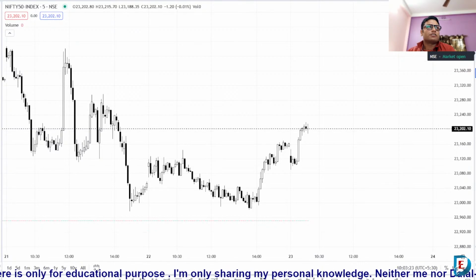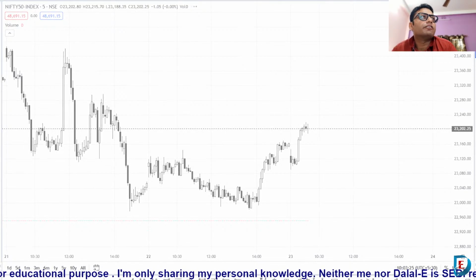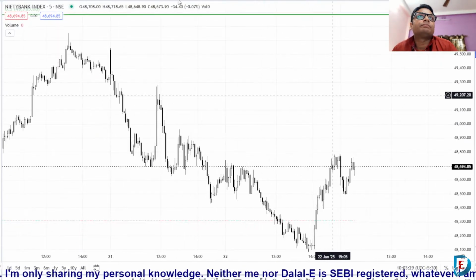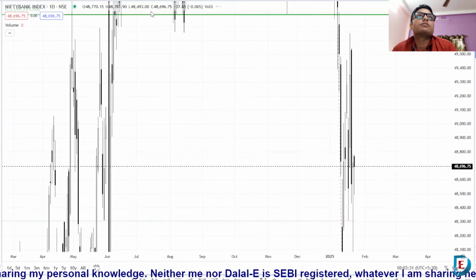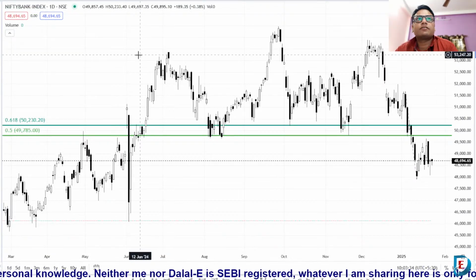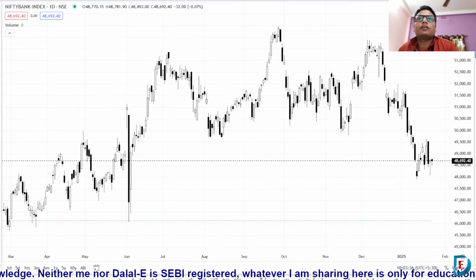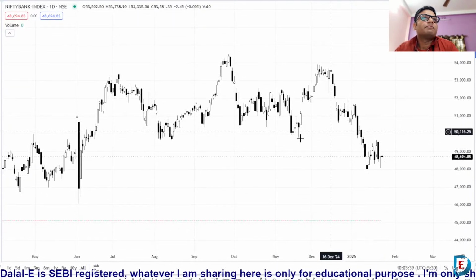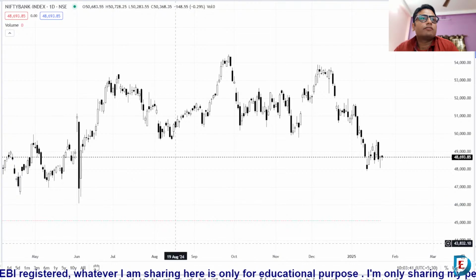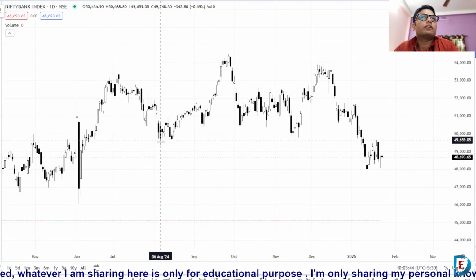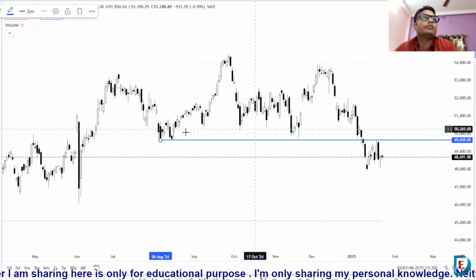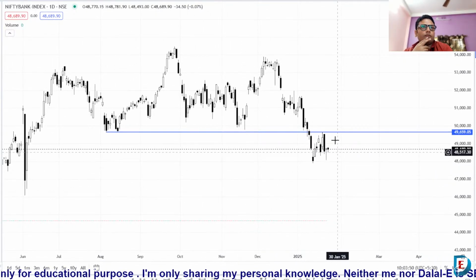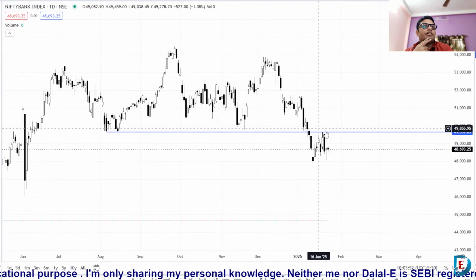Let's check what's going on in Bank Nifty. This is the chart of Bank Nifty. Let's go to a larger time frame at first. Delete all the drawings. Bank Nifty has already broken its long-term support right here. And this level was already retested.